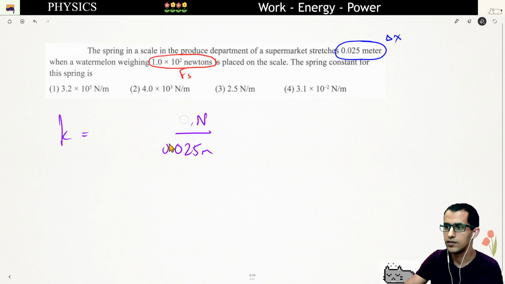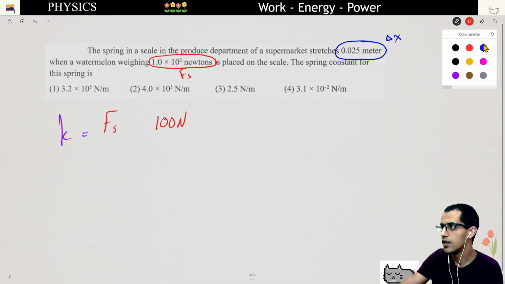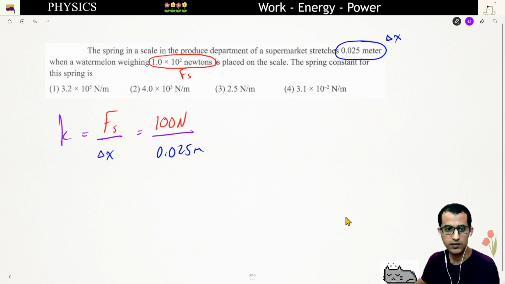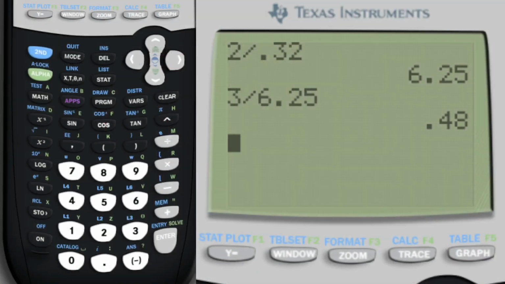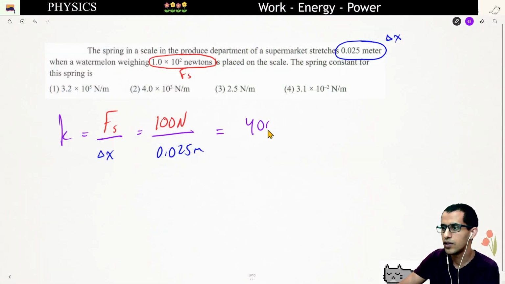Oh, I should do this again. Let me color coordinate this. So it's the force in the numerator, which is going to be 100 newtons, and the change in length in the denominator, delta x, which is 0.025 meters. So the equation is the force divided by change in length, which is 100 divided by 0.025 meters, which equals 4,000 newtons per meter. 4,000 newtons per meter, when written in scientific notation, is going to be choice 2.